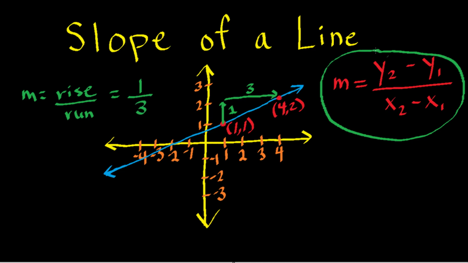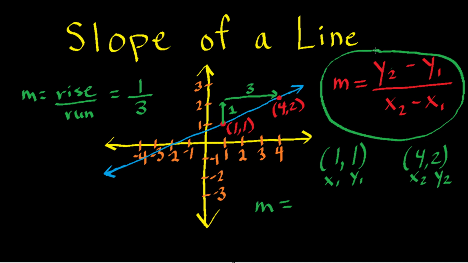Now let's show you how to do this using the calculation. For the point 1, 1, we're going to label that x1, y1. And for the point 4, 2, we will label that x2, y2. Next, we will substitute all 4 of those values into this formula. So we will get m equals, and the y2 goes first, that is 2, minus y1, and that is the 1. And we're going to divide by x2, which is 4, minus x1, which is 1.